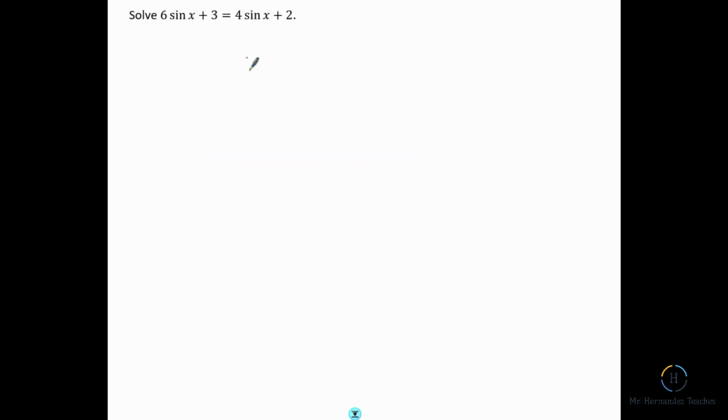Function that we need to solve for, another equation that we need to solve for. So what I noticed right off the bat is that if I could combine these sine of x. So I have 6 sine of x over here and 4 sine of x over here. So let's combine those. So minus 4 sine x on the right and minus 4 sine x on the left side of the equation. So 2 sine x plus 3 is equal to 2.